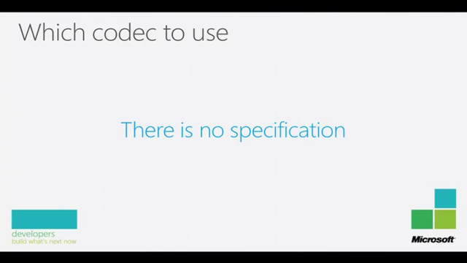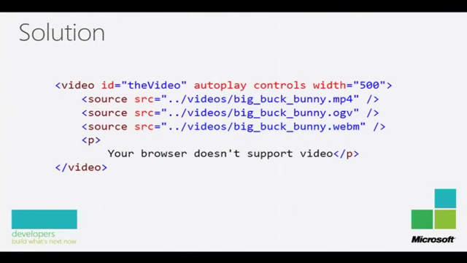Now, they have a good solution for this, and the solution is this. You're going to have your video tag, and you're just going to list the different codecs that you want to use inside your video tag. So, for example, I have first the Big Buck Bunny MP4, then I have an OGG format, and then I have the WebM format. Now, a small tip here, always put MP4 at the top.